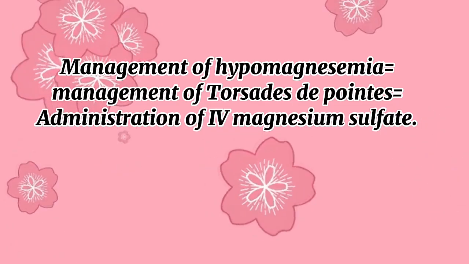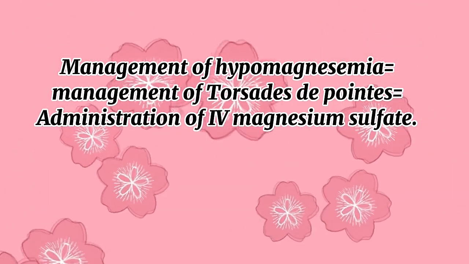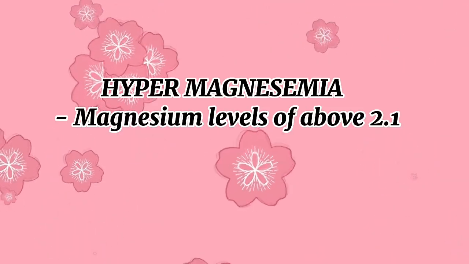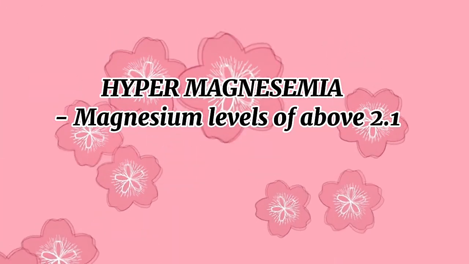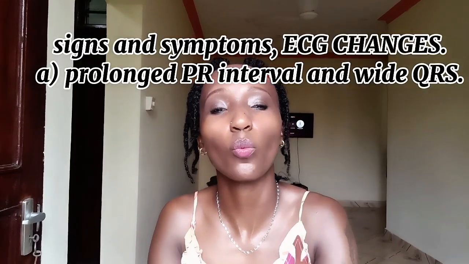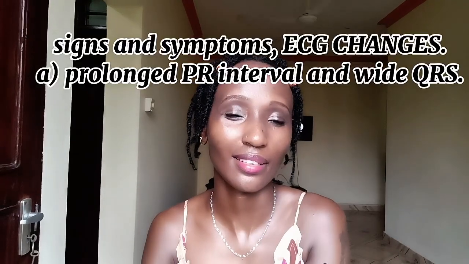Thank you. Now let's move very quickly to hypermagnesemia. In hypermagnesemia, the levels will be above 2.1, as the normal range of magnesium is 1.3 to 2.1 milliequivalents. Just as I didn't mention before, there are ECG changes. The only electrolytes you're not supposed to be worried about are sodium and chloride. In magnesium, the ECG changes are going to be a prolonged PR interval and a wide QRS complex.